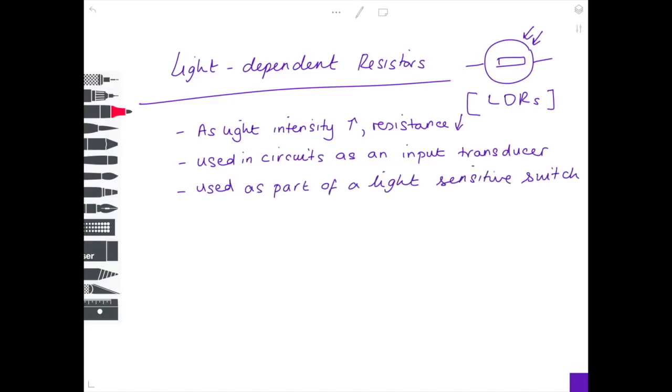So that if it is placed in a potential divider to deliver voltage to a lamp, the lamp will come on when it's dark, and that's due to an increase in resistance when it gets dark because of the low light intensity.